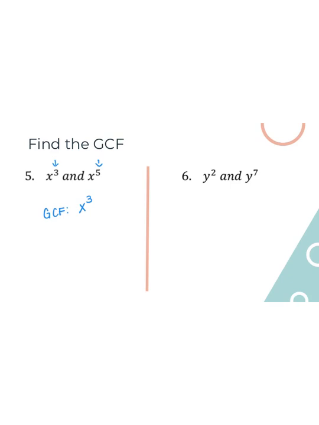Number 6 says I have a y to the second and y to the 7th. So my GCF is going to be the lowest of the two, or the lower of the two. So y to the second is lower than y to the 7th. So my GCF is y to the second. So now we're going to put the two pieces together.